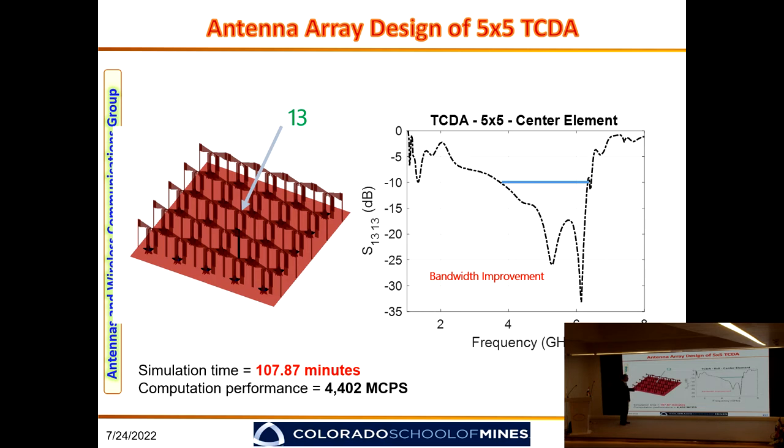We use the finite difference time domain for a very complicated tightly coupled dipole antenna. This configuration here, 1, 2, 3. This is 5 by 5 elements. And you can see the bandwidth improvement here. This took 107 minutes, and the performance for this computation was 4.4 billion cells per second execution. When we tried to run this on HFSS, it took days to achieve this.